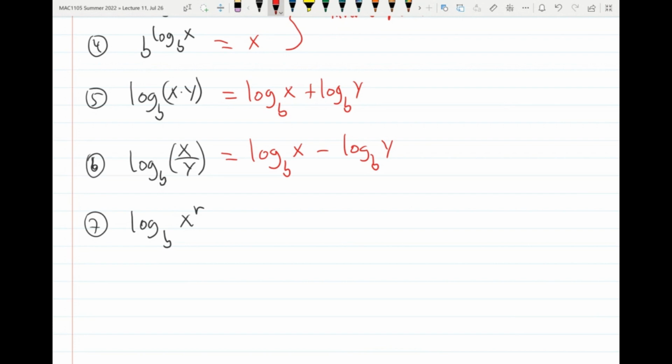And then for number 7, this one has to do with the rule that when you take an exponential of an exponential, you multiply the exponents. Well, there are two exponents here. What are the two exponents that we have in here? R is an exponent, and the log itself is also an exponent, right? So this would be equal to the product of those exponents. So this is r times log base b of x.